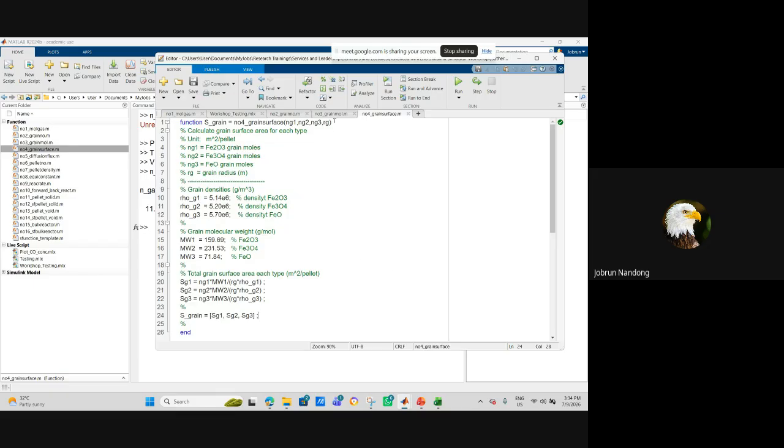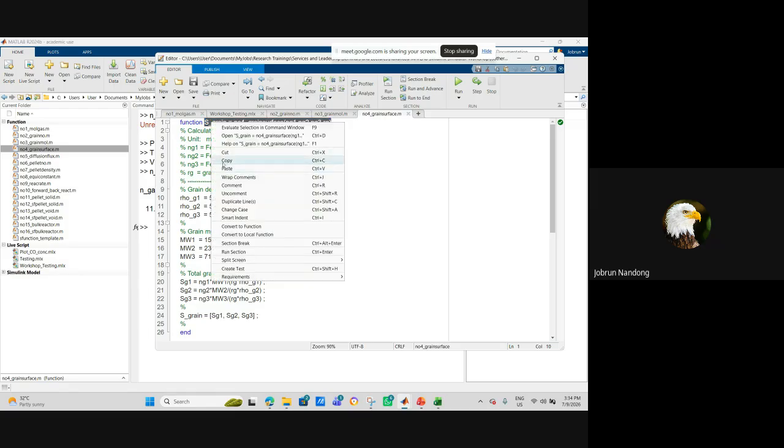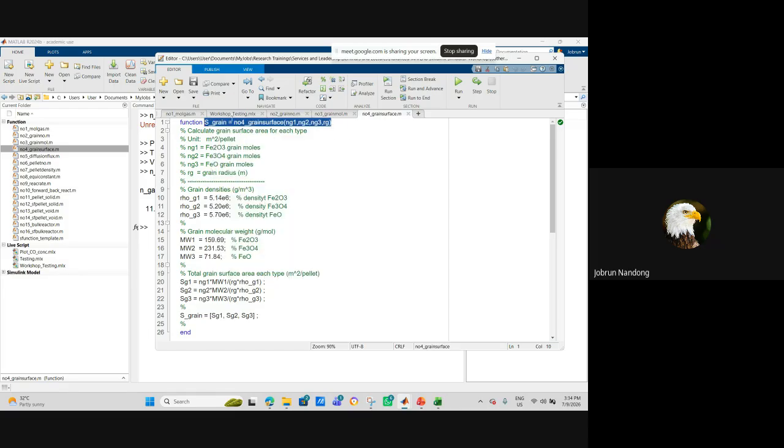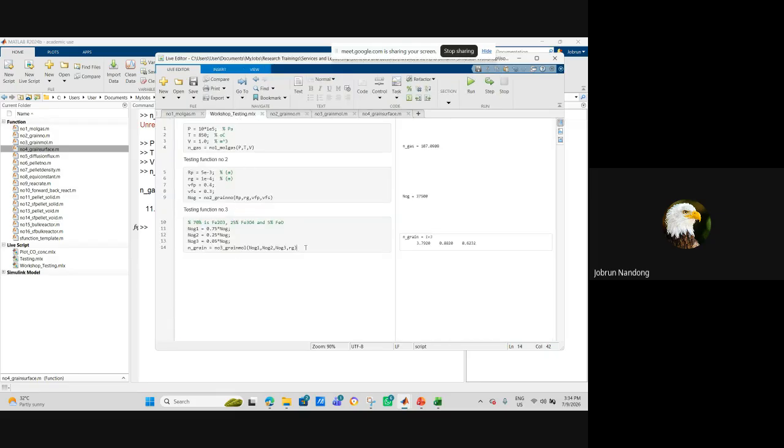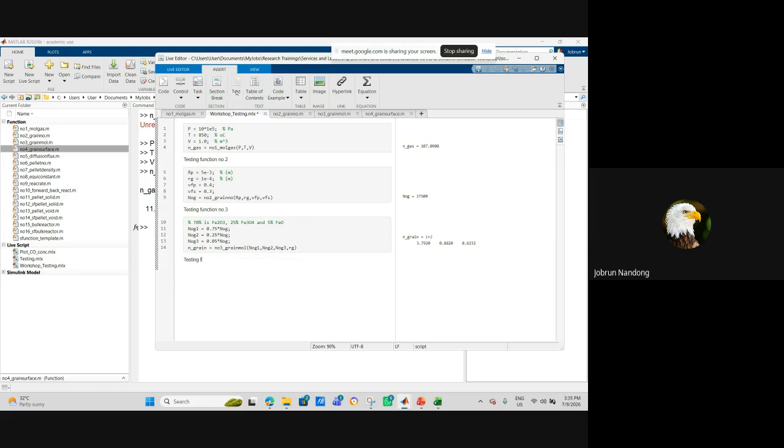Okay, now let's try this one. Copy this and we go back to the workshop testing MLX just now. Okay, let us insert again the space there. We got text, testing function number 4. Then after that, we insert back code. Then we check first whether we already have this or not.